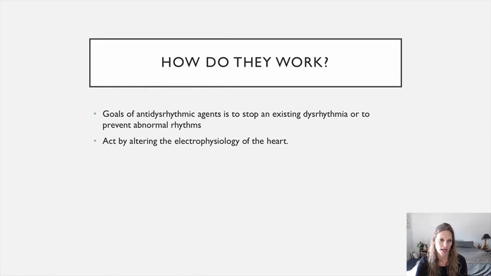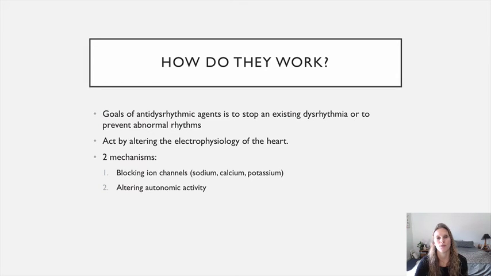And they all are going to act by altering the electrophysiology of the heart, because that's what's in charge of what's going on in terms of the conduction of the rate and rhythm in the heart. So the main mechanisms that we're going to focus on are twofold. 3 of the 4 classes that we're going to talk about are going to block ion channels. There's going to be a class of drugs that block sodium channels, a class that block calcium channels, and a class that block potassium channels. And we're going to talk a little bit about each of those and give some examples.